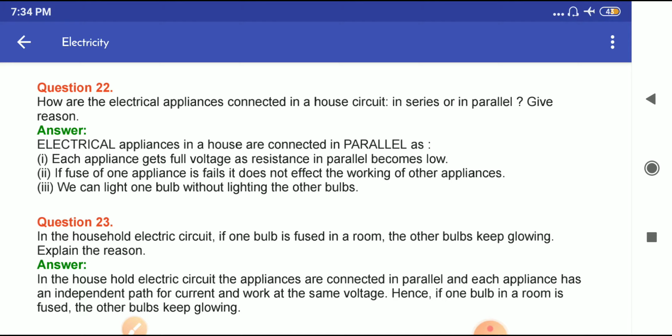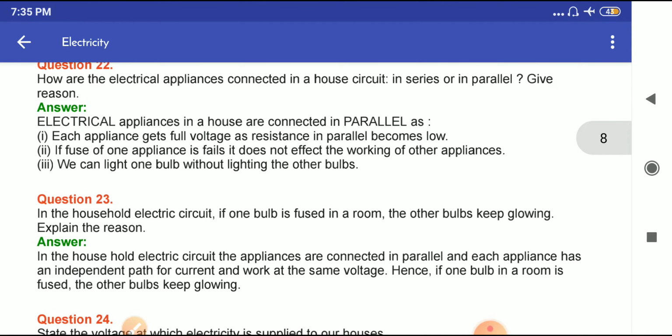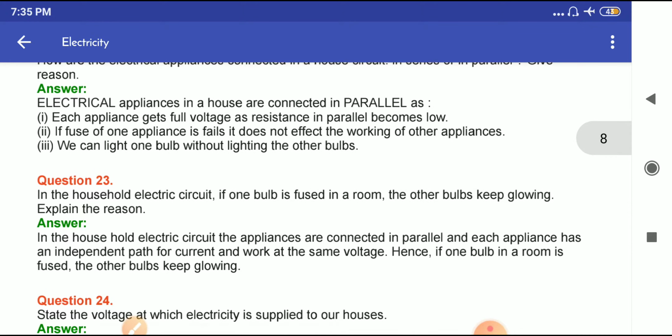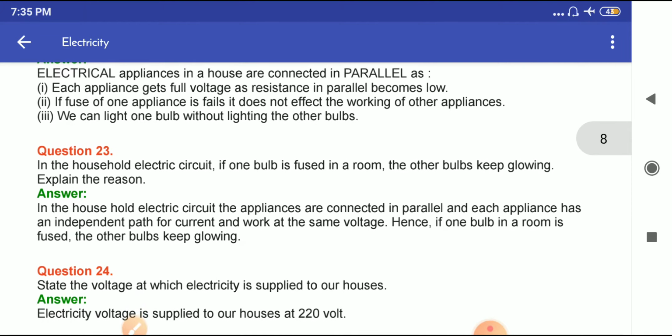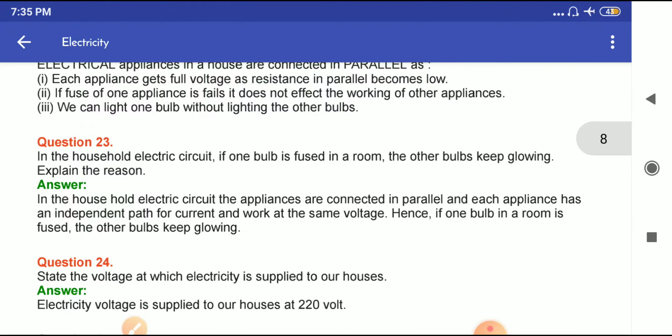If the fuse of one appliance fails, it does not affect the working of the other appliance, and we can light one bulb without lighting the other bulbs. Question number 23. Name the household electric circuit. If one bulb is fused in a room, the other bulb keeps glowing. Explain the reason.